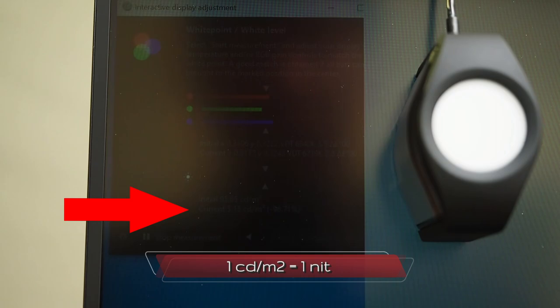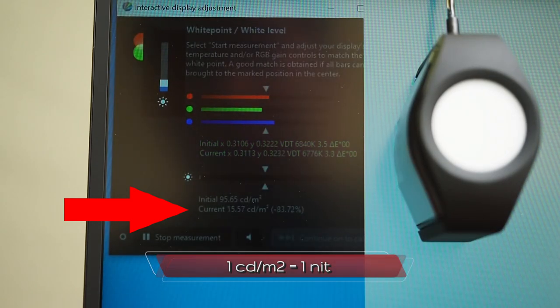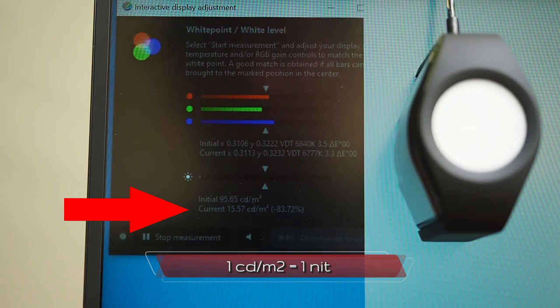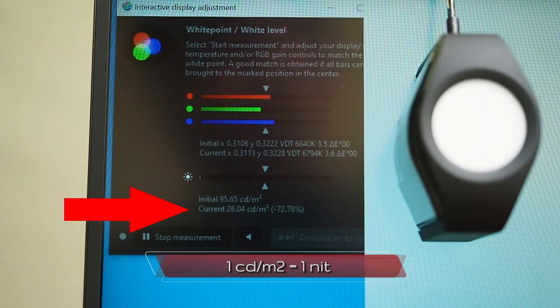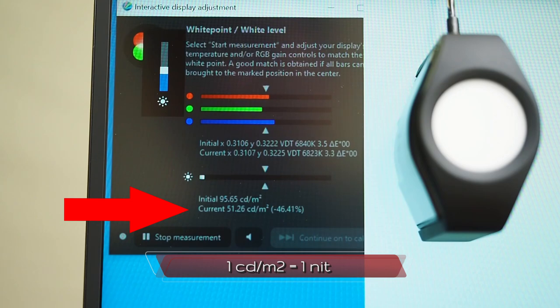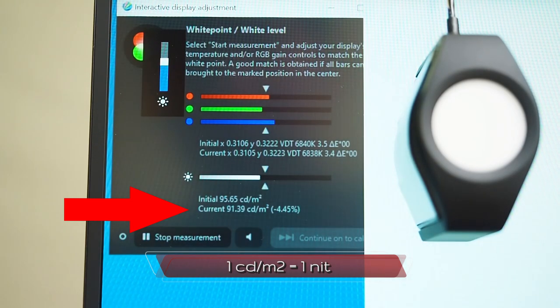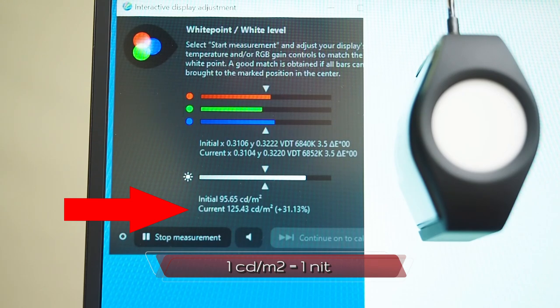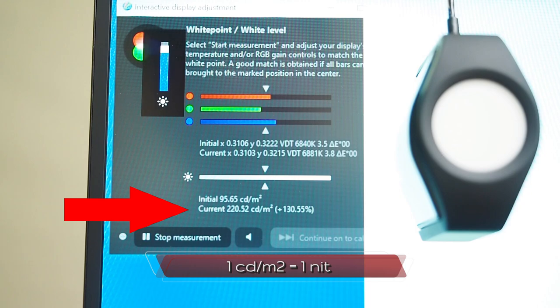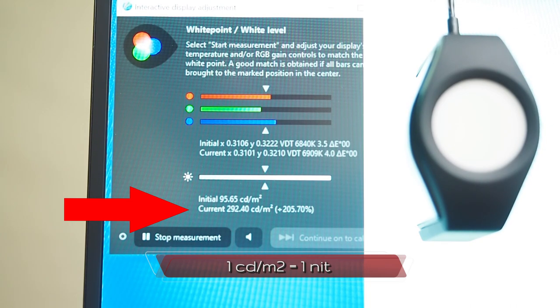Now we're going to go through the different increments. This is increment number one. At the moment it is sitting at 15 nit. Increment number two, now we're hitting 26 nit. Increment number three, we're now at 39 nit. Increment number four, now we're at 51 nit. Increment number five, we're now sitting at 70 nit. Increment number six, we're now sitting at 96 nit. Increment number seven is 125 nit. Increment number eight, we're sitting at 159 nit. Increment number nine, we're hitting 220 nit. Increment number 10, which is at its brightest, is sitting at 292 candela per square meter, which is 292 nit.